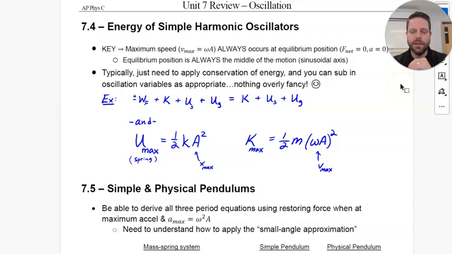In an energy perspective, we don't have any other types of energies. We don't have a potential energy at equilibrium because we don't have a spring that's stretched or compressed. And for pendulums, we don't have a height if we're at equilibrium. We're at the bottom there. So that would represent when all the total energy is in kinetic. So for oscillation, that equilibrium position is always the sinusoidal axis or the middle of the motion.